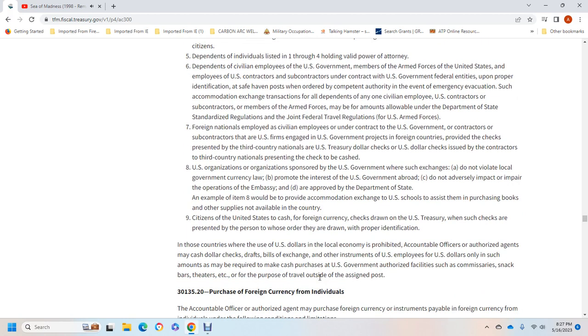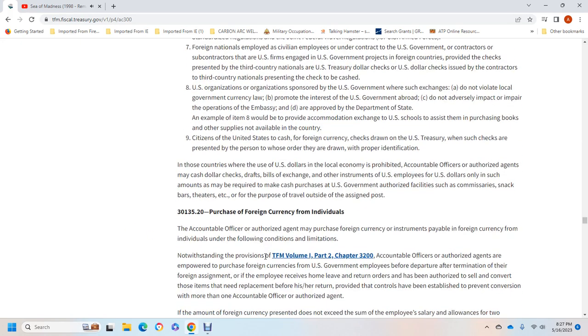Under the 1917 act of the United States, foreign currency may be obtained for a check drawn on the U.S. Treasury, payable to the person whose order it is drawn with proper identification. The accountable officer or authorized agent may cash a dollar check, a draft, a bill of exchange, or other instruments for the U.S. employee in U.S. dollars only, up to the amount required for such purchases, with the exception of the purpose of travel to the assigned post.